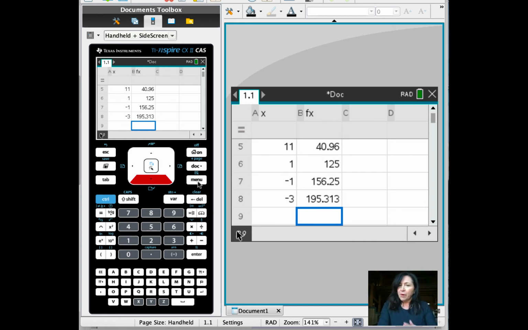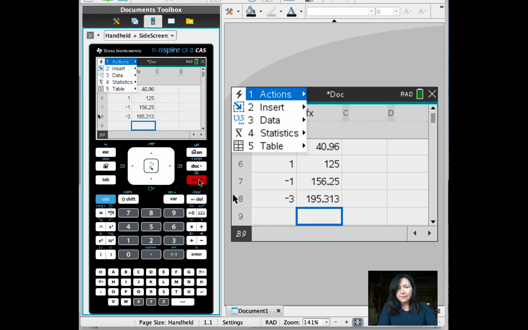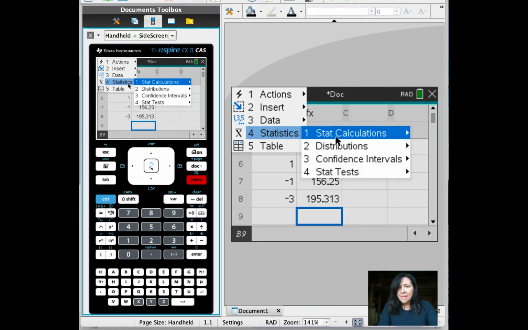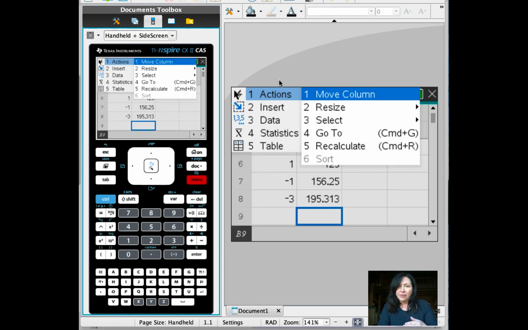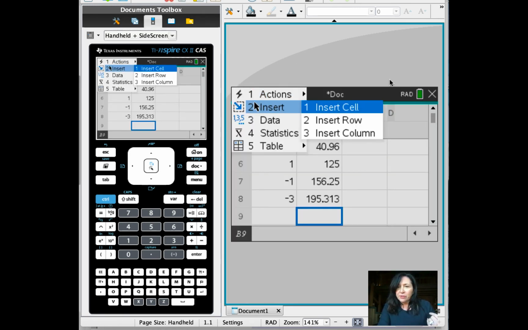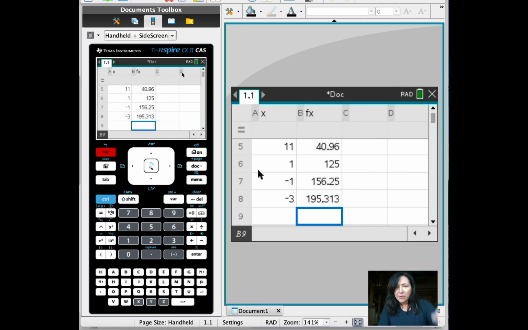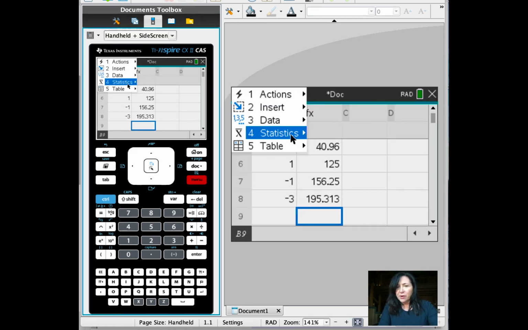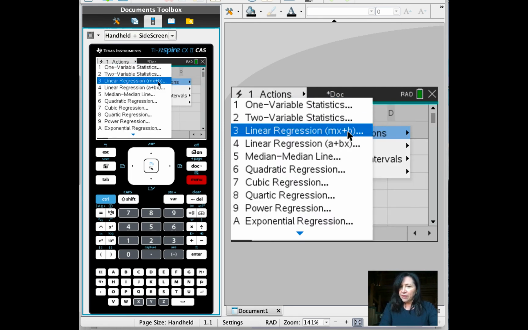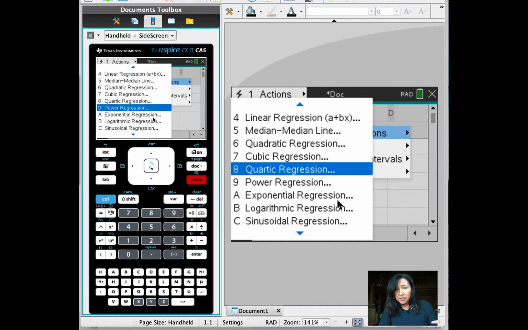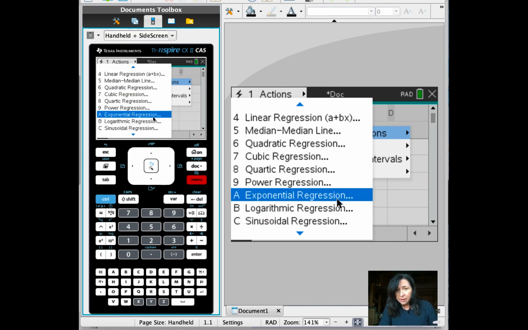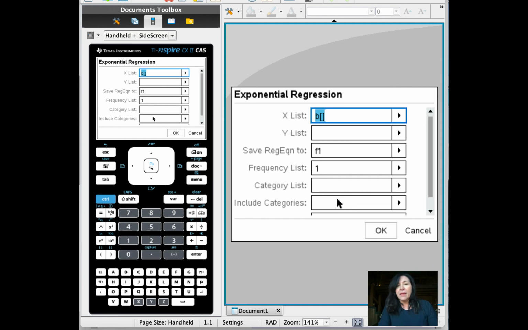Now, while we are on our stat plot here, you go to menu, and you go down to statistics, and then you go across to... oops, not that. Okay, hold on, let me do this again. So again, we go to menu, we go to statistics, stat calculations, and then you roll down until you get to exponential regression again. Right there, click.